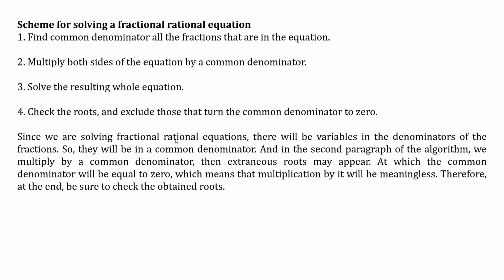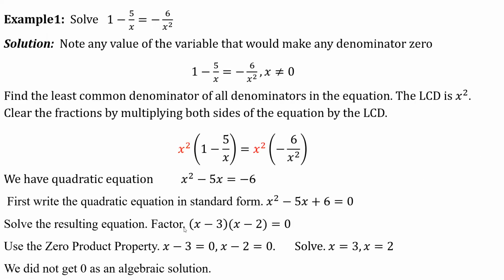Since we are solving fractional rational equations, there will be variables in the denominators of the fractions, so there will be a common denominator. In the second step of the algorithm, we multiply by the common denominator, then extraneous roots might appear at which the common denominator will be equal to 0, which means that multiplication by it will be meaningless. So at the end, be sure to check the obtained roots.